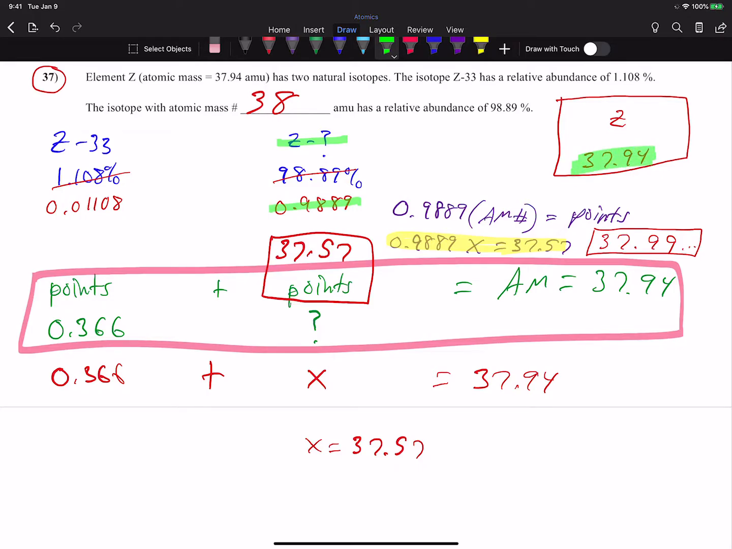The other reason why this looks like the right answer is look at the atomic mass of element Z that we were shooting for, 37.94. It's practically 38. And this second isotope occurs almost 99% of the time. So is it any wonder that the atomic mass number of the most common isotope is 38? This is why the weighted average is skewed so much closer to 38 than to the other isotope of 33. So between these two approaches, you should be able to solve the remainder of the problems on this page.